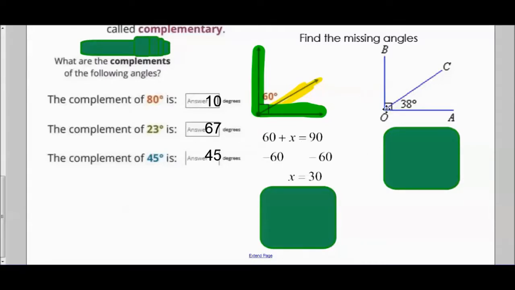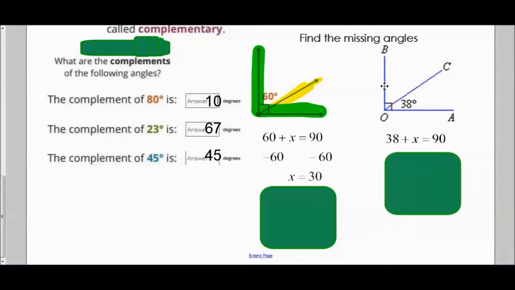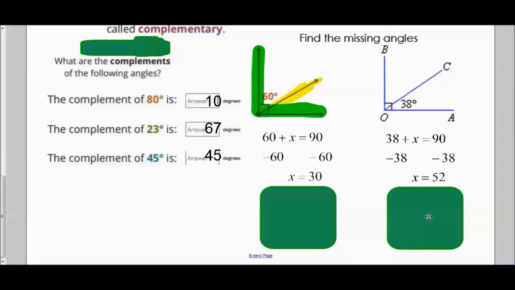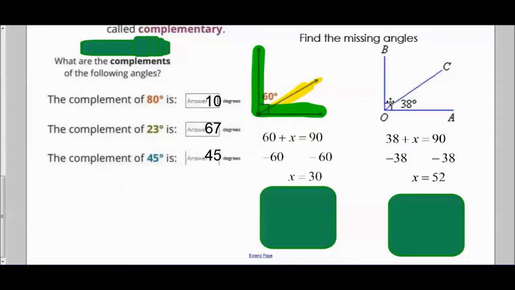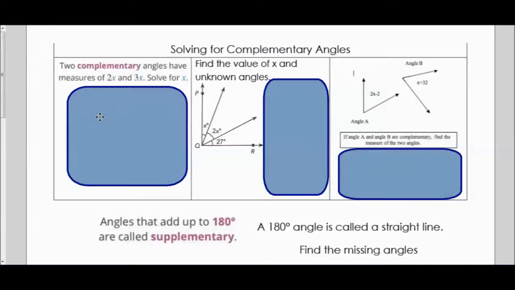Here we have another right angle. It's a 38-degree angle plus some angle that we don't know that add up to 90 degrees. So we can subtract 38 from both sides, and that would leave us with x equaling 52. So the remaining part of this 90-degree angle is 52 degrees. That's BOC or COB, either way.